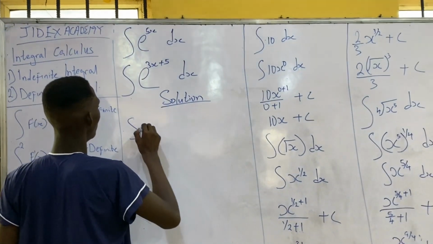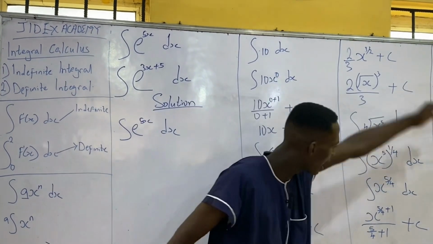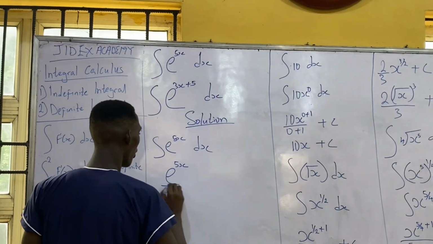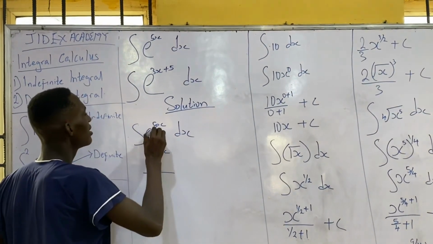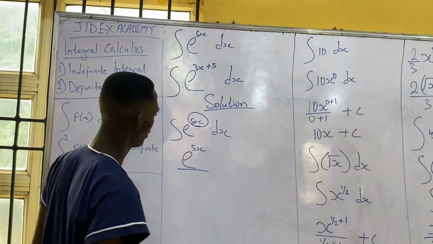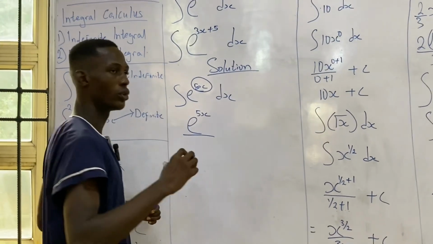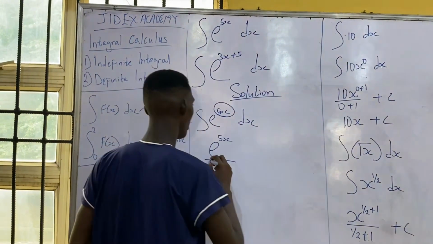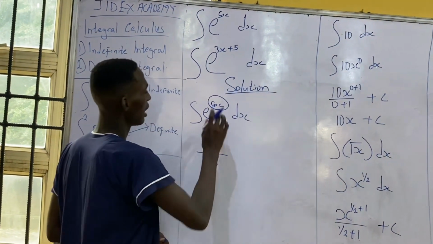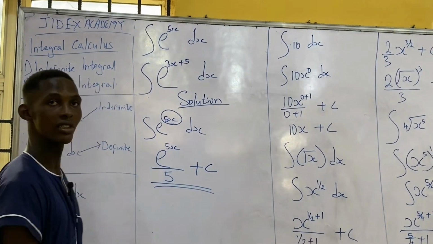Now, the first question, e to the power of 5x. Following the principle we shall apply here, our answer will be e to the power of 5x over the derivative of 5x. That will be 5. And I assume that before you watch this video, you must have watched our video on differentiation. If you have not done that, you should check the description and you will see the question there. The derivative of 5x will give us 5. Then you add C to it. That is all about that.